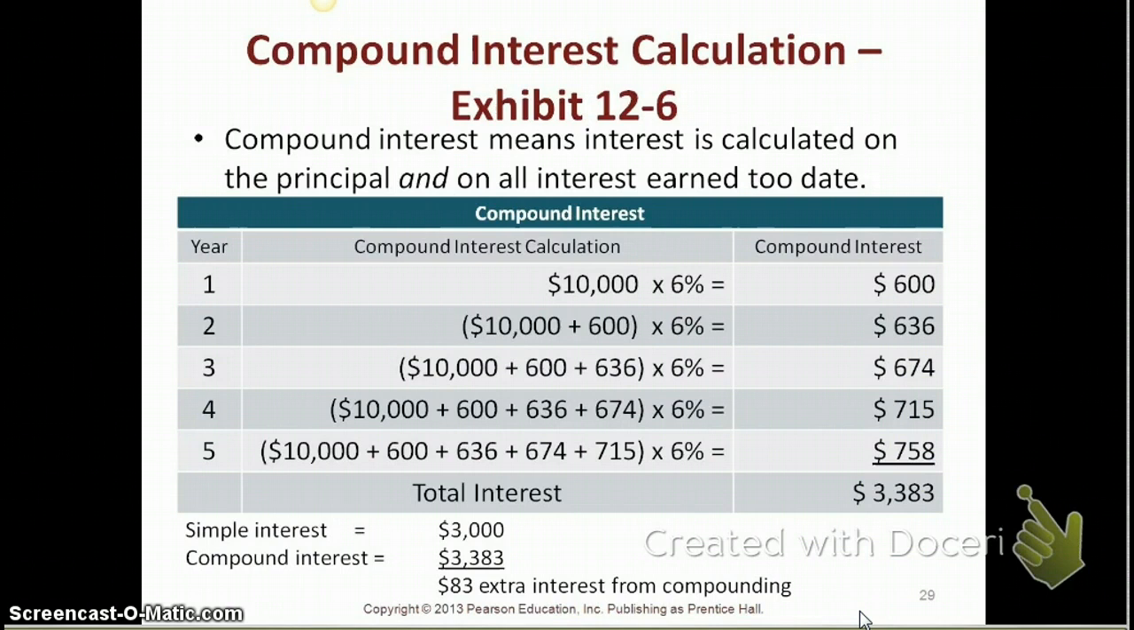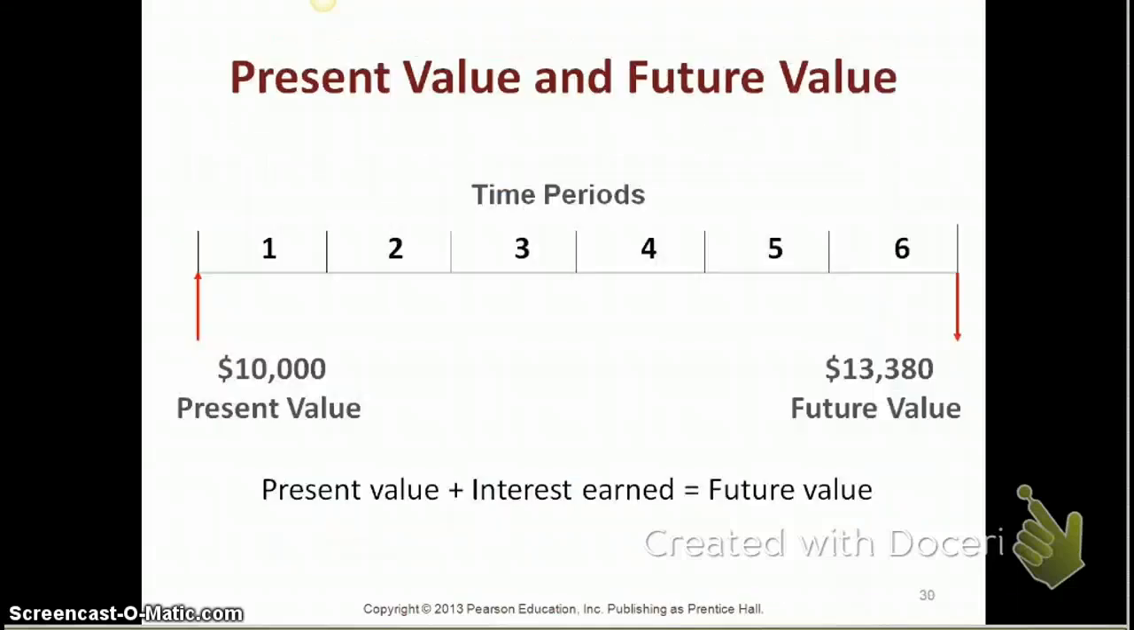So basically, compound interest is where you earn interest on your interest as well. So you earn interest on your principal and on any interest that you have been paid up to date. The compound interest method will always result in extra interest being earned when you compare it with the simple interest method. In this particular example, we earned $83 extra interest from compounding as opposed to simple interest. Whenever we use time value of money examples, we are talking about compound interest. We're going to calculate present value and future value next.